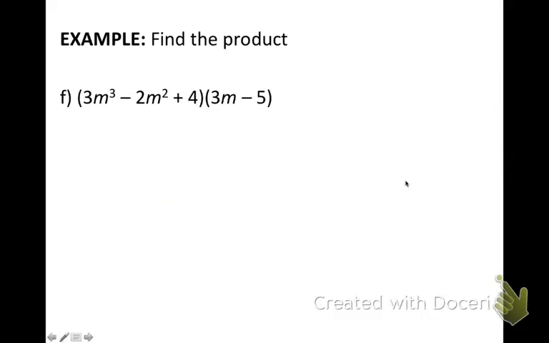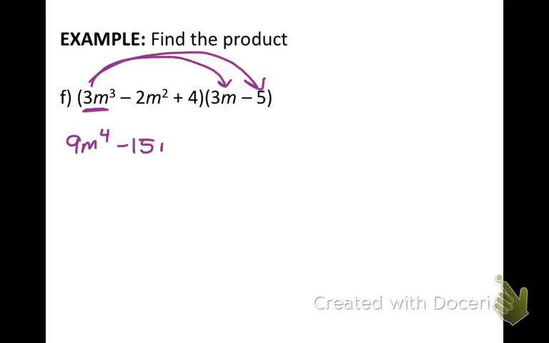Okay, how about this crazy looking one? Cubic trinomial times a linear binomial. 3m to the 3rd minus 2m squared plus 4 times 3m minus 5. So if you think of the double distribution that I speak of, that's what we're going to do. I'm going to take this 3m to the 3rd and I'm going to distribute it to that 3m. So 3m to the 3rd times 3m would be 9m to the 4th. Now distribute it to the negative 5 and we get negative 15m to the 3rd.